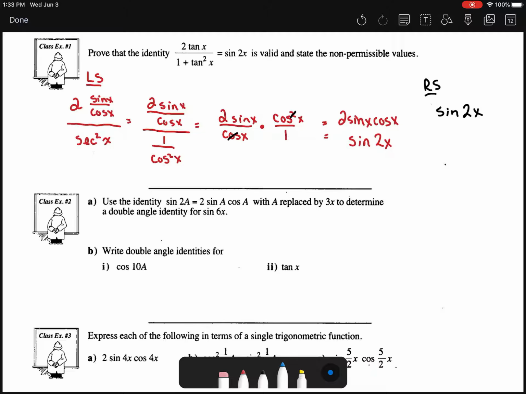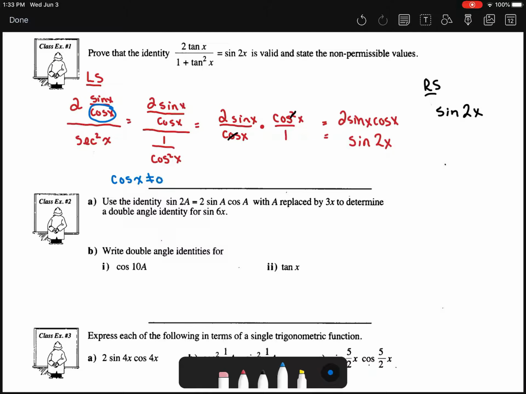Now, I need to discuss the non-permissible values or the restrictions. So what's a denominator here that can possibly equal 0? Well, cos of x. Now I know in the denominator here I have secant squared of x and cos squared of x, but when I square values, we can't make them equal 0. There are no denominator restrictions here in this case. So only cos of x is what I need to worry about.